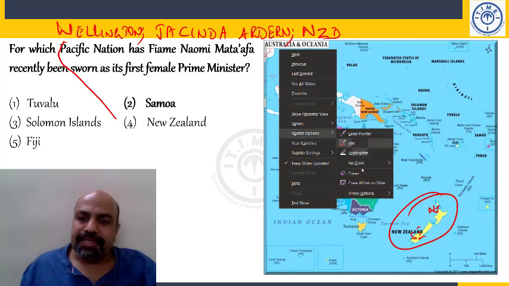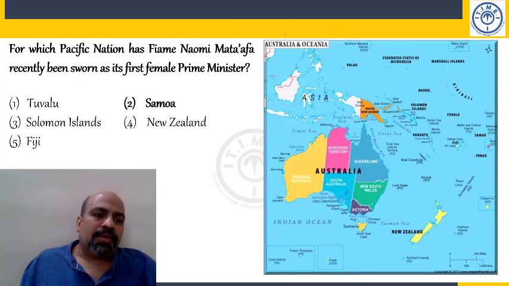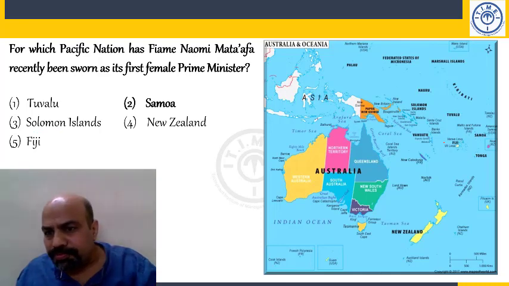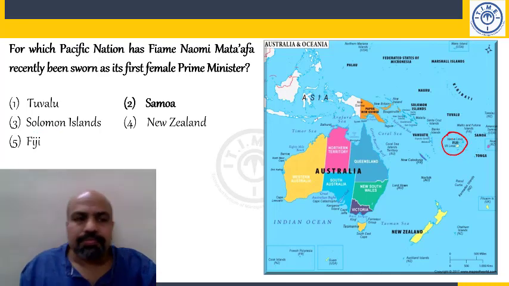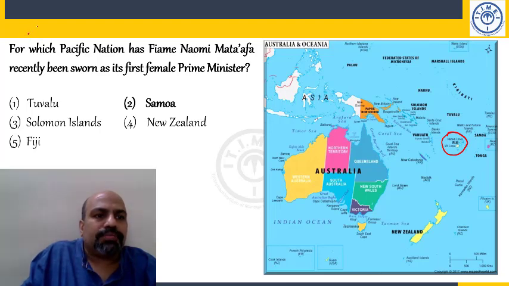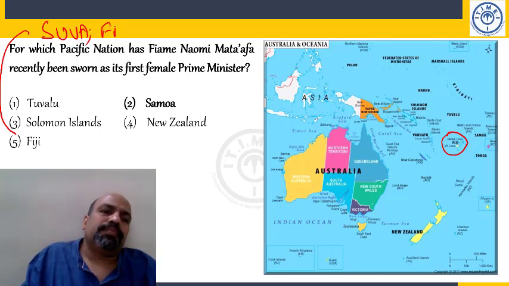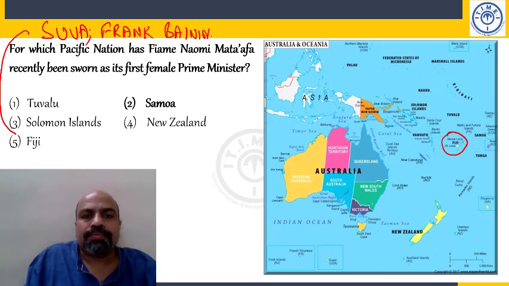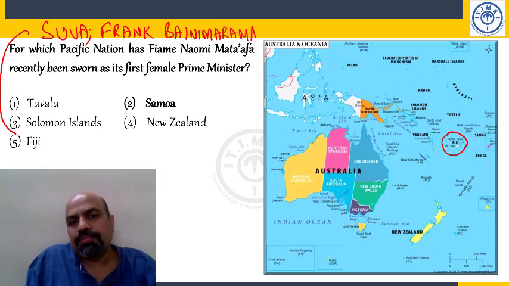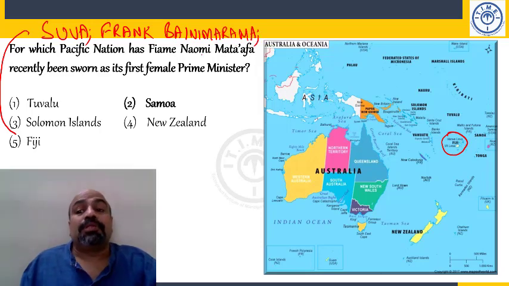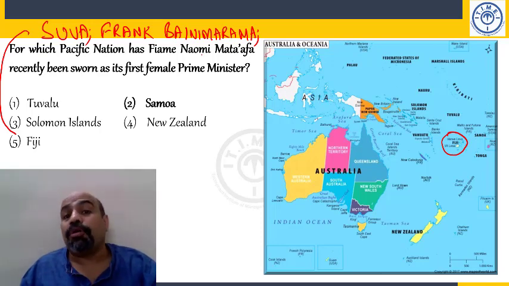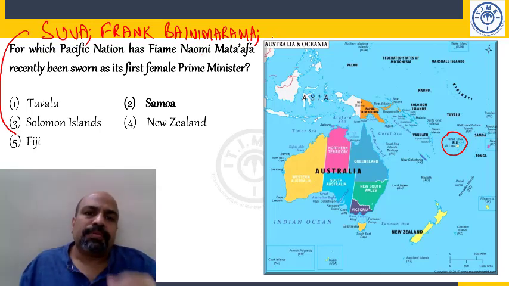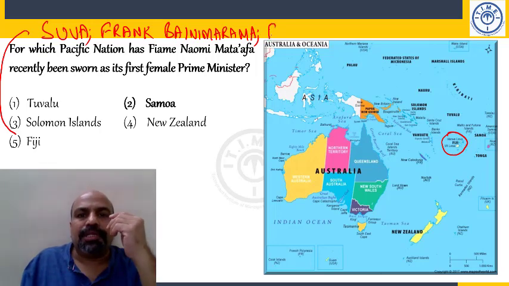Okay, let's take one last thing. Fiji. This is Fiji. Capital is Suva. The Prime Minister is Frank Bainimarama. 37% of the country's population is of Indian origin. Fijian dollar.